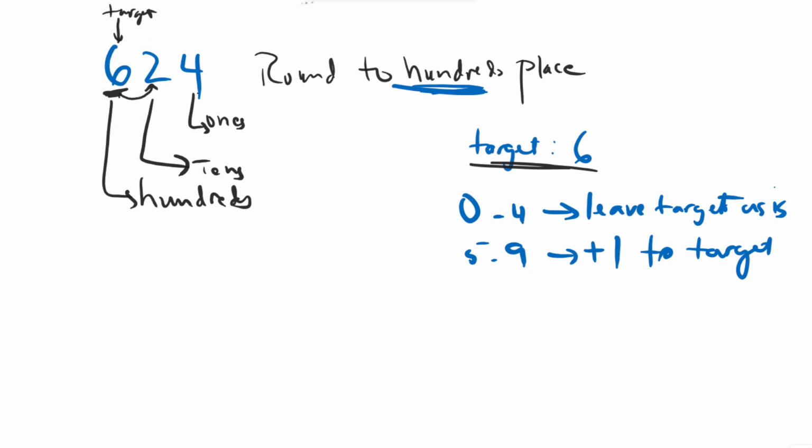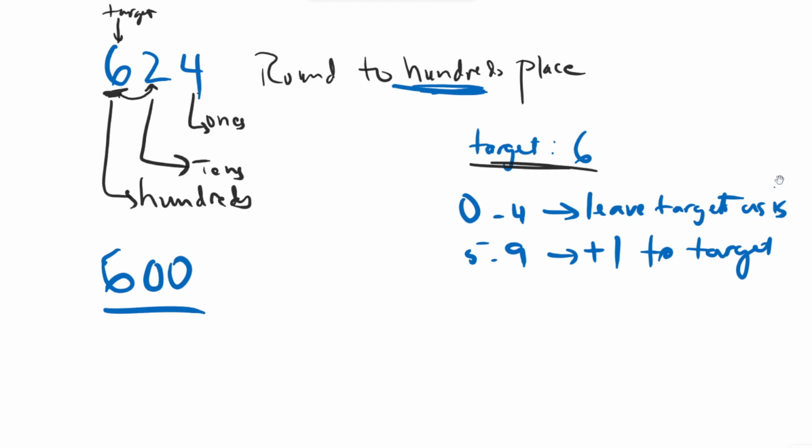What it says here is if the number that comes after target is between 0 and 4, leave target as is. So I'm going to leave 6 as is, because this is a 2. And then I add zeros to all the numbers to the right. The numbers to the right are 2 and 4, and since we leave this one as is, we add zeros. And guys, this is the answer when you have to round 624 to the hundreds place.